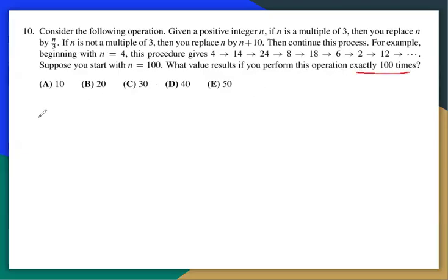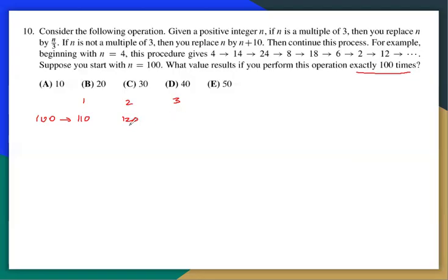So let's say we have 100, and after the first time you apply, I'm going to use this as 1 and then 2. So when you apply this, this is 100, which is not a multiple of 3, which means you're going to add 10, so you got 110. But this is the number you get after applying it 1 time, so we don't count this one. This is not a multiple of 3 either, so you will add another 10, which is 120. When you apply the second time, you end up getting this.